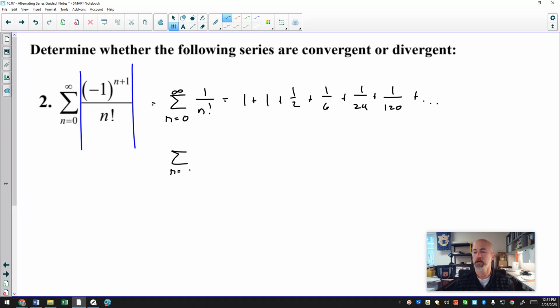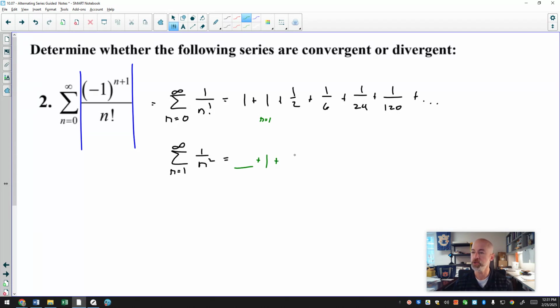n equals, I just noticed something. I'm going to have to start this at 1 because I cannot start 1 over n squared at 0 because I'll be dividing by 0. And so that's going to start over here where n is equal to 1. And 1 over 1 squared is 1. And so we have a blank, empty spot for that first n equals 0 term.